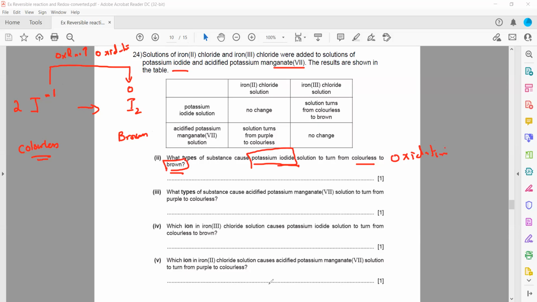So if you want to do oxidation, what type of substance causes the potassium iodide to change from colorless to brown, or what substance can oxidize potassium iodide or iodide ion? So what we will write is oxidizing agent. Like which substance should the iodide ion react with to turn into iodine molecule? Because for iodide ion, oxidation is happening as it turns into iodine molecule. So we need an oxidizing agent.